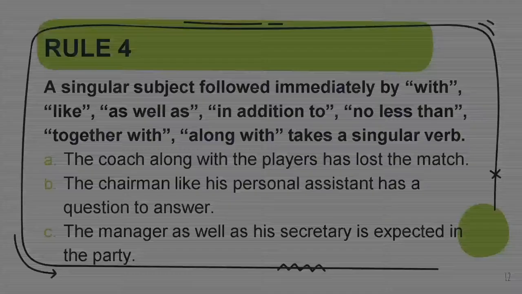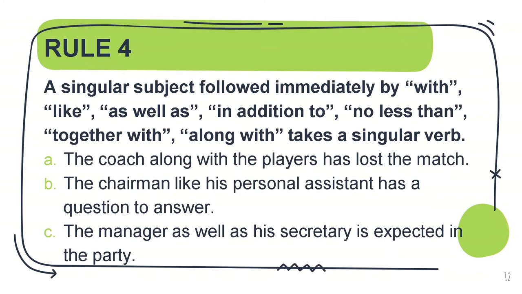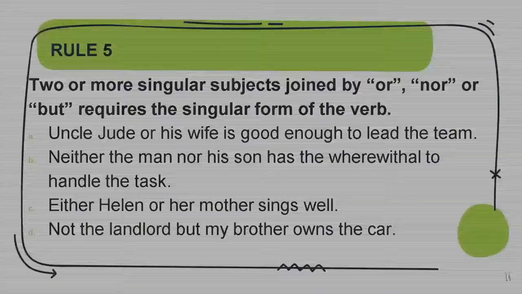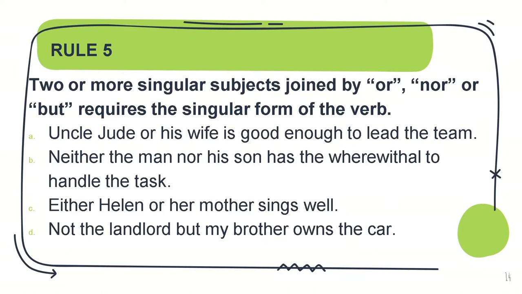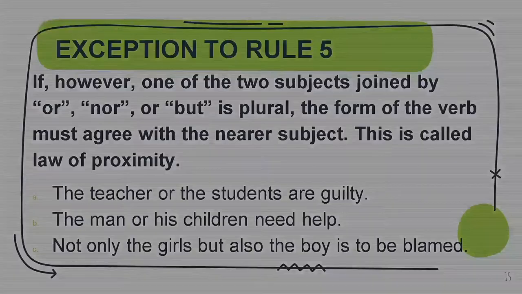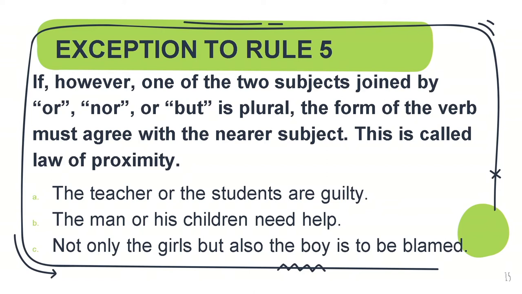And rule four, when a singular subject is followed by with, like, as well as, in addition to, no less than, together with, along with, they usually take a singular verb. And number five, when two or more singular subjects are joined by or, nor, or both, they require the singular form of the verb. An exception is when one of those subjects is plural. This is where we apply what we refer to as the law of proximity. That is, the subject that is nearer to the verb determines the verb that we are going to use. So when the subject nearer to the verb is plural, the verb has to be plural, whereas when such subject is singular, the verb will be singular.